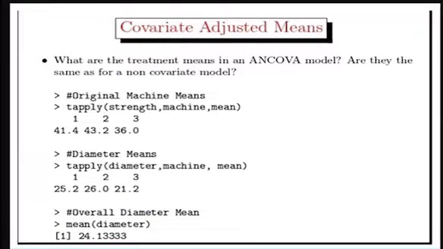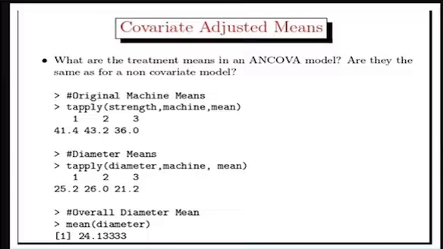Okay, the next thing we're going to do, we now need to adjust. We've already seen the result. We cannot trust the current means of the groups. The mean of the groups, like the mean of the strength for machine A, for machine B, for machine C, need to be adjusted. Now that we have seen that the covariate has a significant effect, they need to be adjusted.